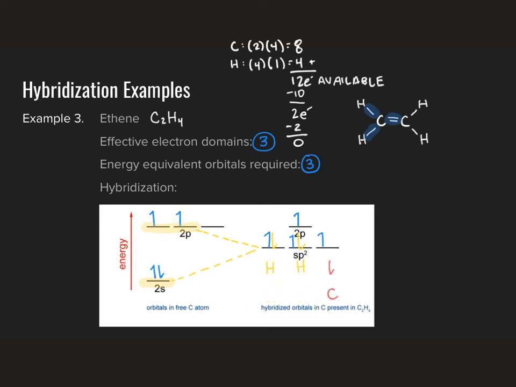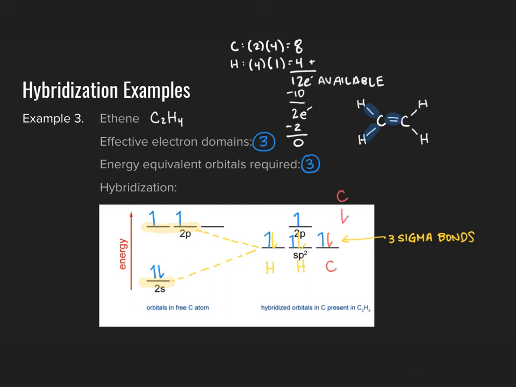I can do the same thing with my carbon on the other side as well. And you'll note here that as I did that, something kind of cool has happened. I've used up 3 of the 4 valence electrons the carbon had available to form bonds, and the one that I didn't use up is currently occupying that 2p orbital that didn't get used to make the hybridized orbitals.